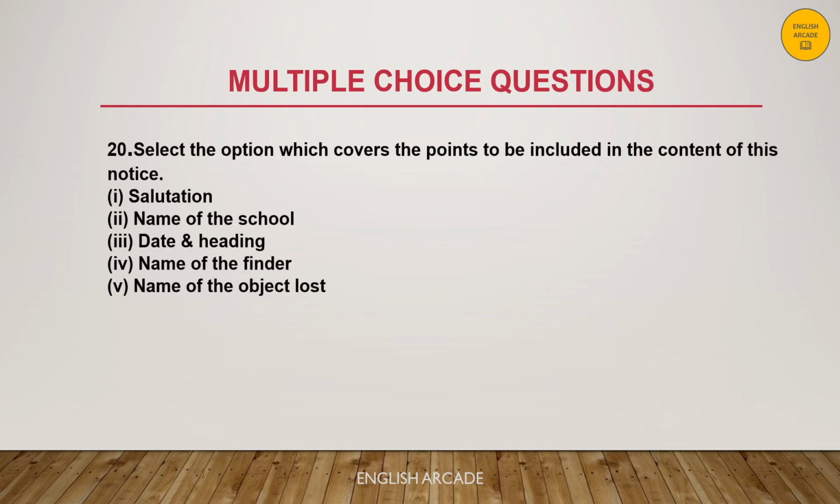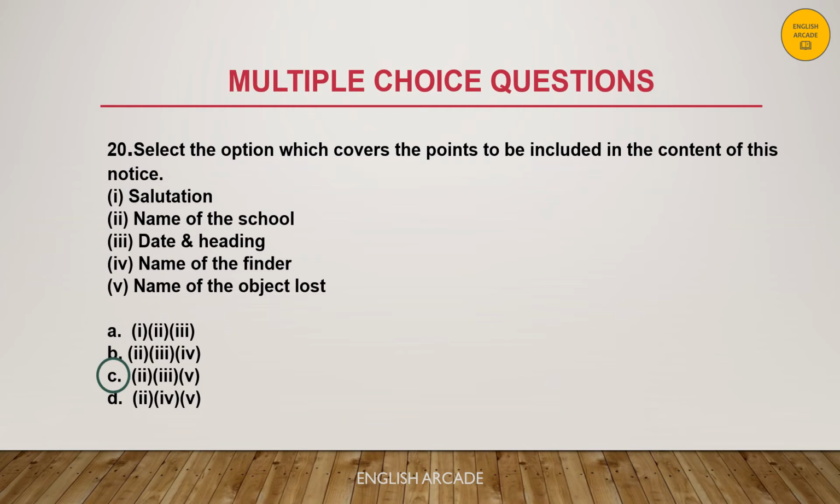Question 20. Select the option which covers the points to be included in the content of this notice. Salutation, name of the school, date and heading, name of the finder, name of the object lost. So these are the points, and we have to select the option which will cover the content that has to be included in this notice. The options are 1, 2, 3, 2, 3, 4, 2, 3, 5 or 2, 4, 5. And the correct answer is C, 2, 3, 5.